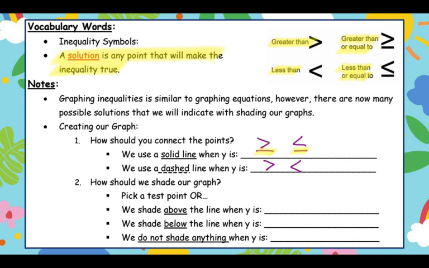Now we also need to determine where we're going to shade, and this will make more sense once we actually do an example. But you are going to shade above the line when y is greater than or equal to. We're going to shade below the line if y is less than or equal to. And we don't shade anything when y is just equal to, because that's just graphing a normal line. So as I said, this will make a little bit more sense once we do an actual example. I will reiterate the solid versus dashed, above and below, as we go through the next three examples.